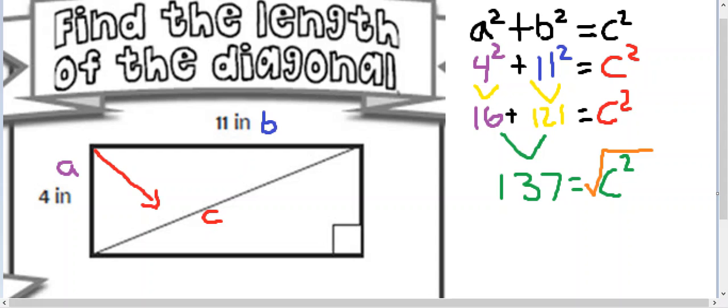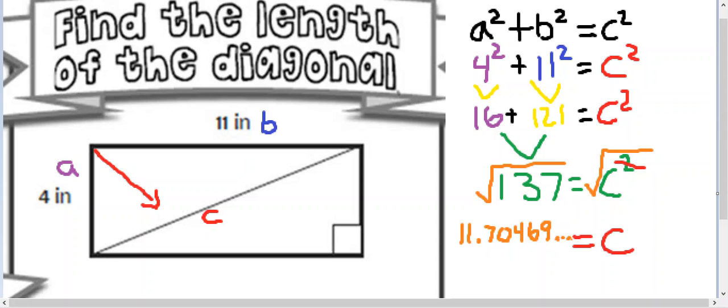Now I have to get rid of that squared sign, so I do that by doing the square root. So I'm left with just c. And then I have to do the same thing to the other side to keep it balanced. And the square root of 137 is 11.70469... It keeps going on forever and ever because it's an irrational number.